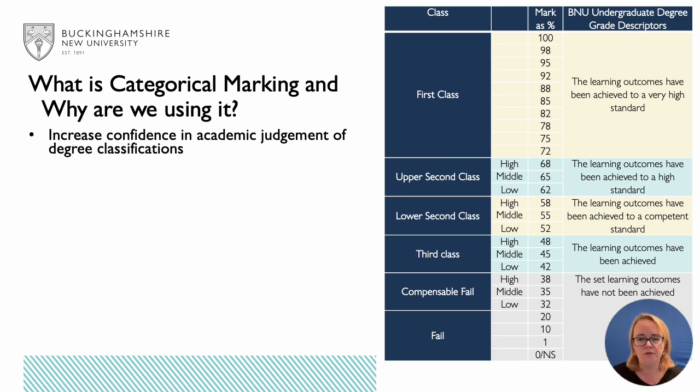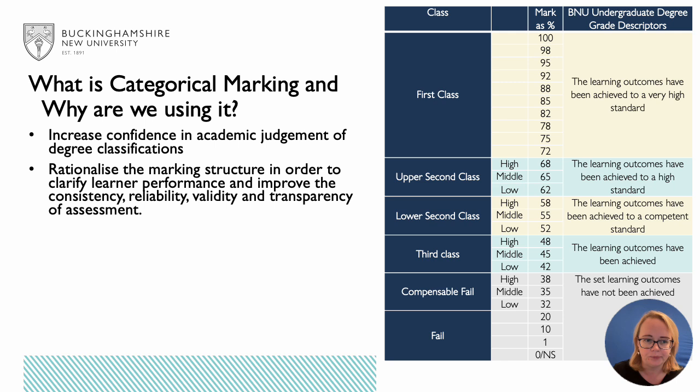And then that gives us more confidence when it comes to calculating a student's final grade and their final degree classification. That's been made on academic merit rather than just being averaged out. So it's giving us more confidence in the academic judgment of our degree classifications. It's rationalising the marking structure to give more consistency, more reliability, more validity, more transparency. And what you should find is that it helps within your programme teams to be more consistent and to make those expectations clearer. And also to realise that we can't actually make that fine granular judgment.